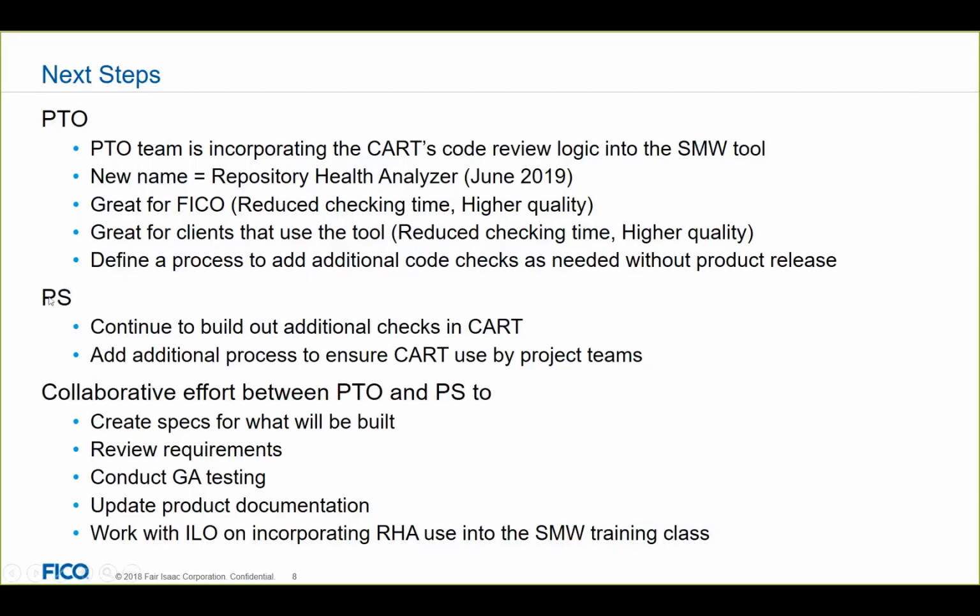Well, that really talks to the PS part of this, and that is we're going to continue to build out our checks in CART to support all 4.x versions of the product until everybody gets to that version 5 level. We need to have the ability to add additional checks to our CART the same way that we're suggesting the product team be able to add to their Repository Health Analyzer, right? So we're working on those pieces as well. We're working collaboratively. Go ahead.